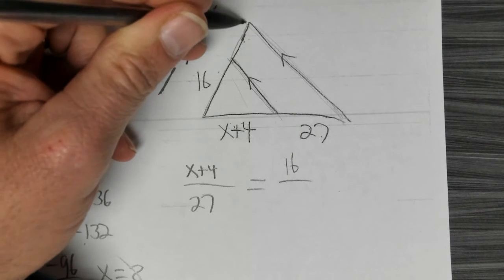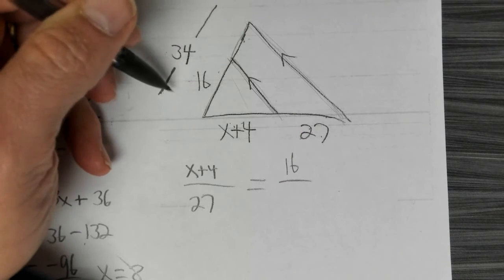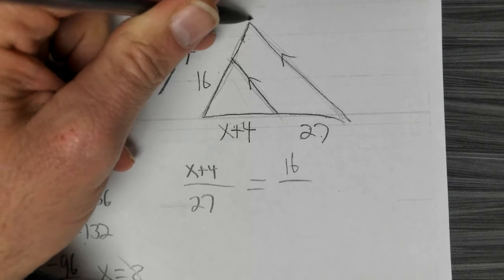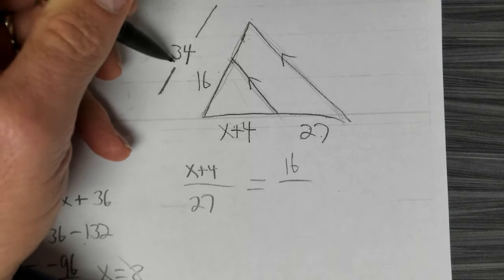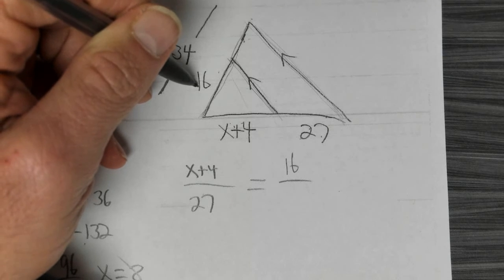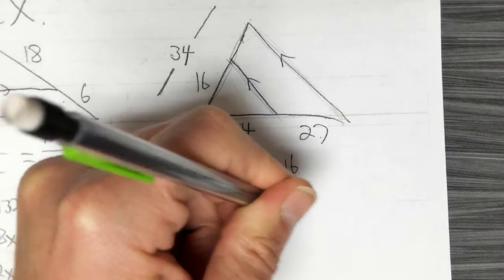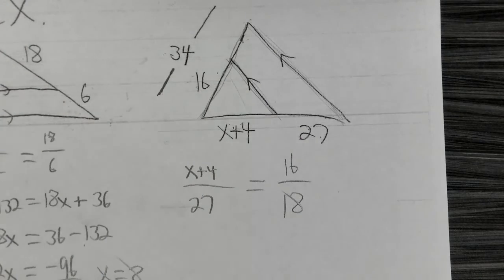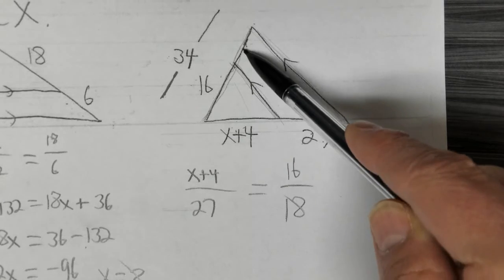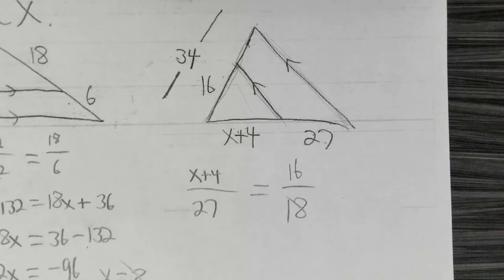All right? Now, it doesn't tell me how long this piece is, but I can get it. If from here to here is 16, and the whole thing is 34, how am I going to get this piece? Well, I need to do 34 minus 16 and get 18 right here. All right? So just be careful when you're making your proportions that you are using the same pattern to get both of your fractions. This piece over this piece equals this piece over this piece. All right, not the whole thing. So be careful with that.